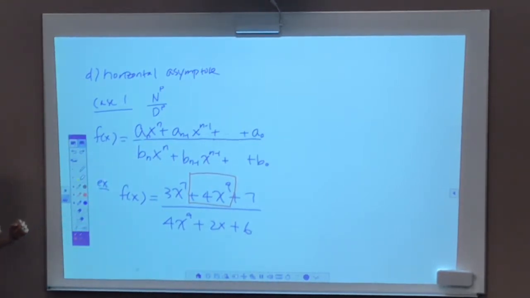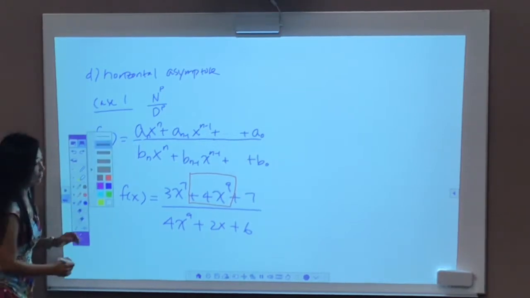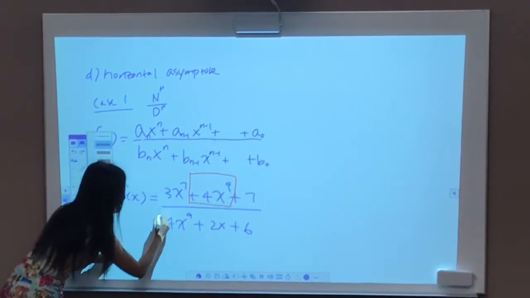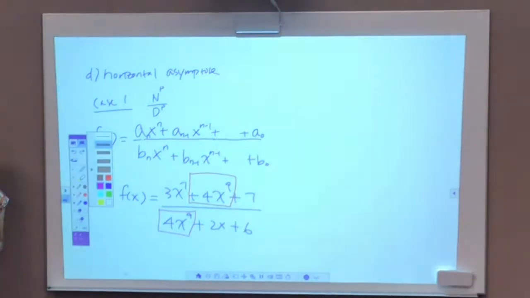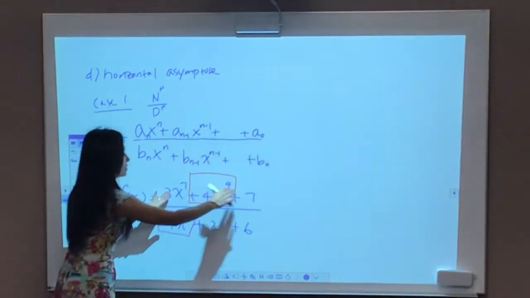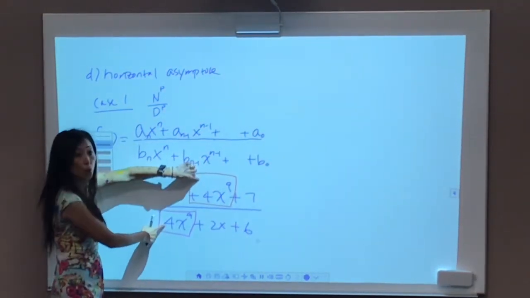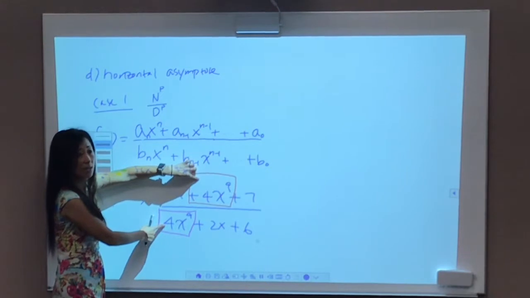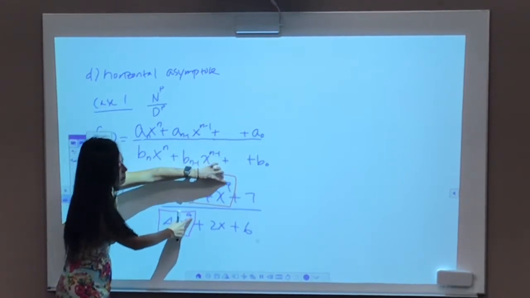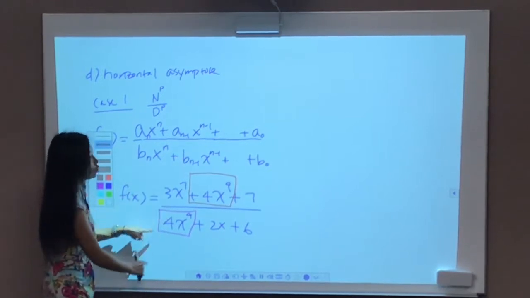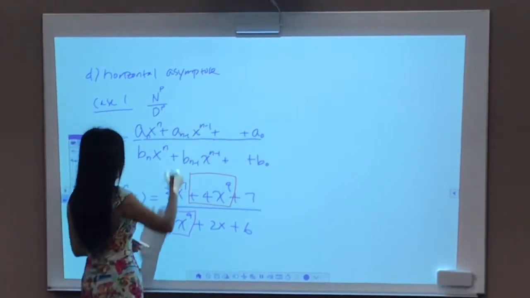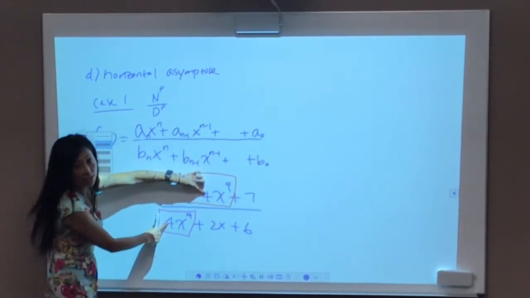4x to the what? 9. Okay, I didn't mean to write down the same number, but I guess I got the same number. So I have that. Don't worry about the rest of the terms, just look at these two. Are you with me, class? They're the same power, so I can use case 1. In that case, your horizontal asymptote is whatever the coefficients are. So the horizontal asymptote is A over B.